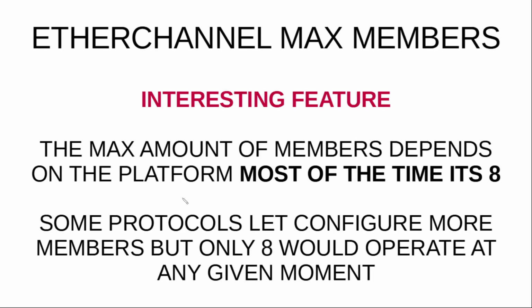Now, an interesting thing here is how many individual interfaces can be part of an Ether channel. Well, the answer is 8. That is the usual maximum number of interfaces that you can bind together in order to create an Ether channel. Some protocols will let you configure more than 8, but at a given time, only 8 will operate as participating interfaces. The others will be in hot standby mode, waiting for another interface to fail in order to become part of the Ether channel, but the answer is 8.